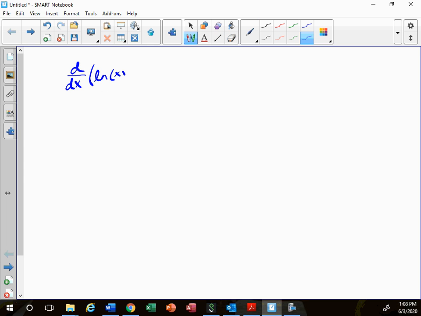So the derivative of the natural log of x is just 1 over x. And the derivative of e to the x is e to the x.